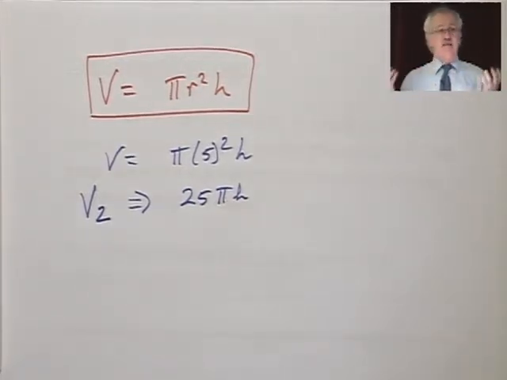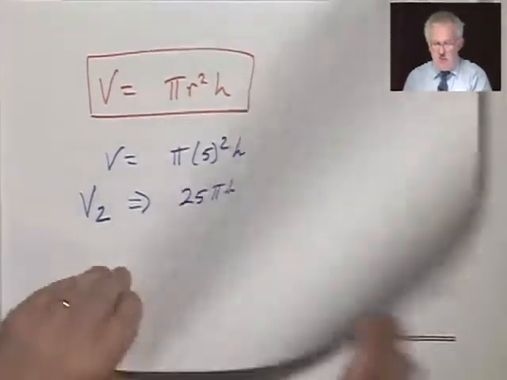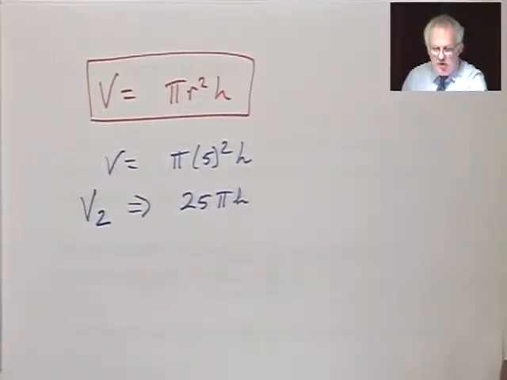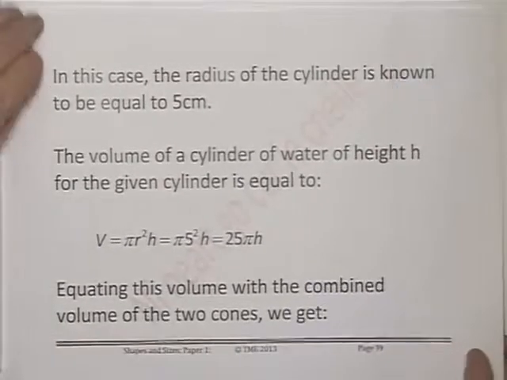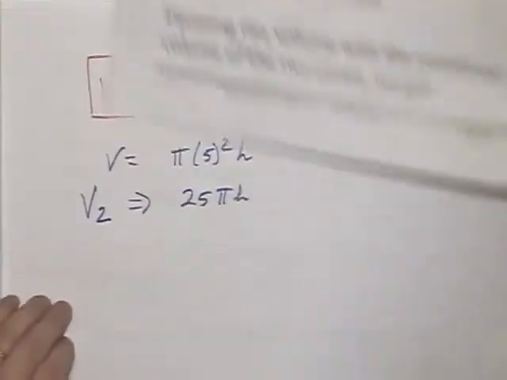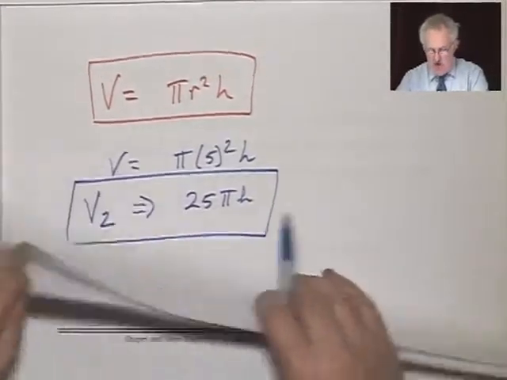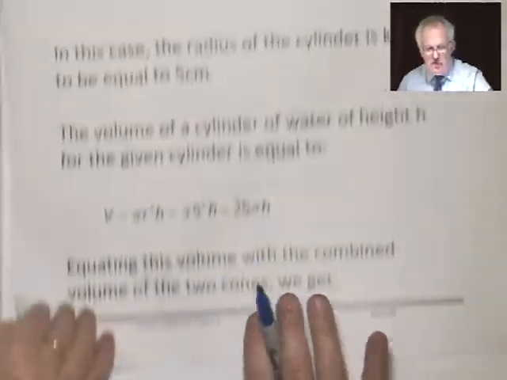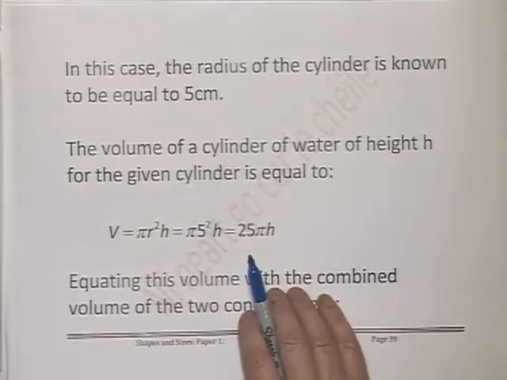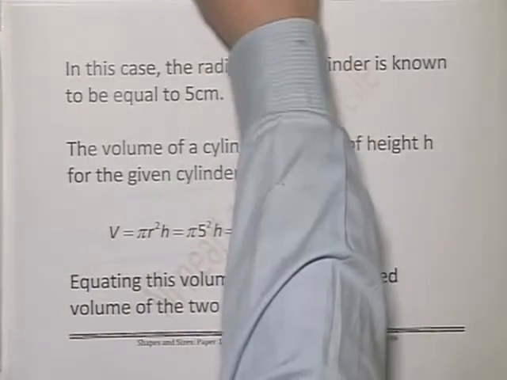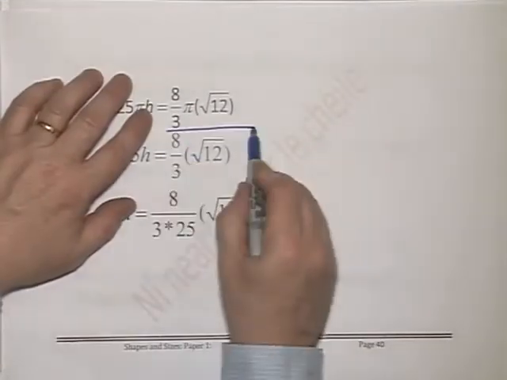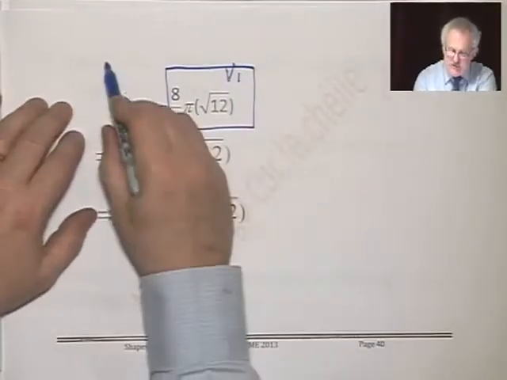Now, it makes sense that the water must be exactly the same in volume as the stuff that came out. Nothing appeared out of nowhere, and nothing got lost in the process. So V1 is V2. So if we go back to what we got for the other, we can then say that 25 pi h for V2 must be the same as the formula we got for V1. So if we look at that, this is what we got for V1, the 8 over 3, and this was our V2.